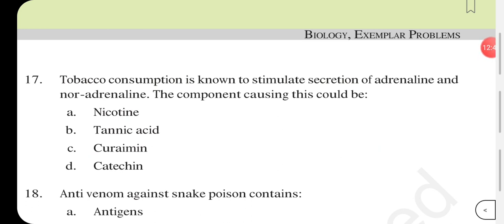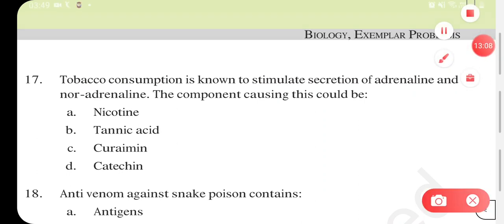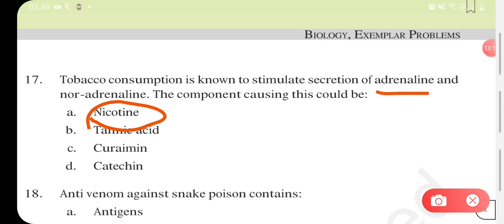Tobacco consumption is known to stimulate secretion of adrenaline and noradrenaline. The component causing this could be nicotine, tannic acid, curamine, or catechin. Here the correct answer will be, in tobacco what we find is nicotine. Okay, so it is the nicotine that is responsible for stimulating the secretion of adrenaline and noradrenaline hormone.